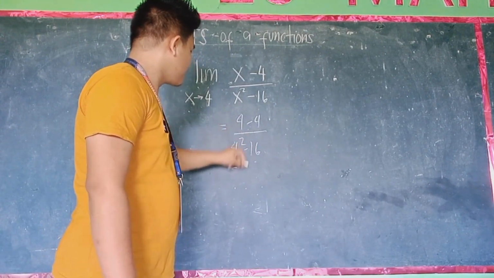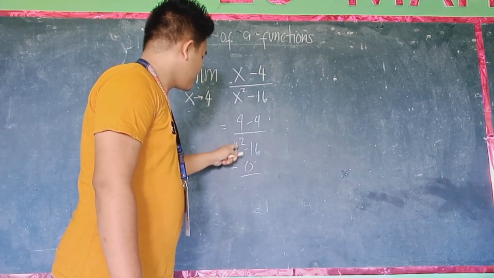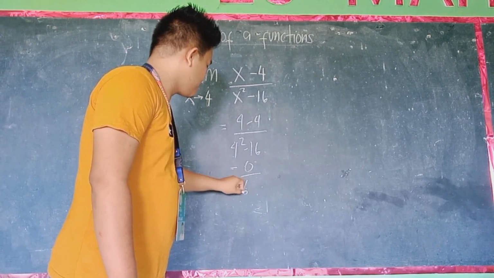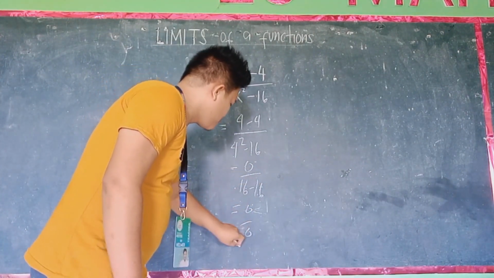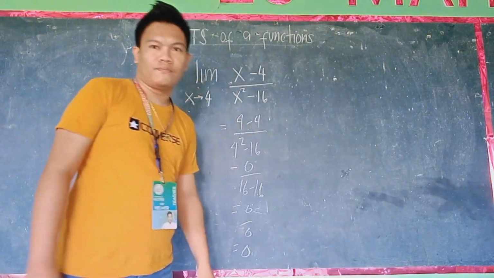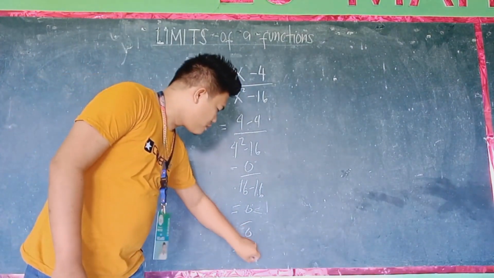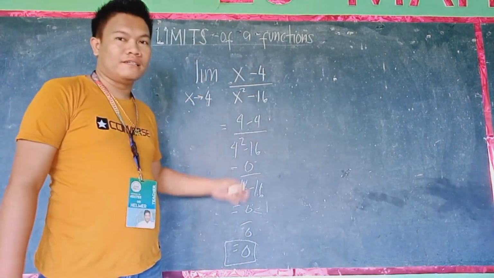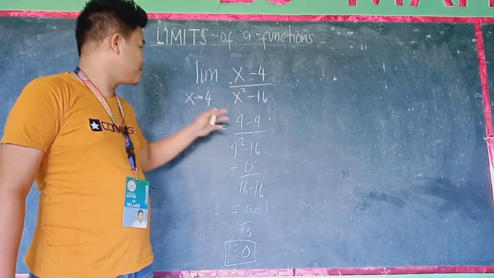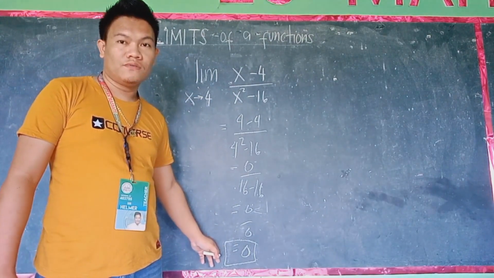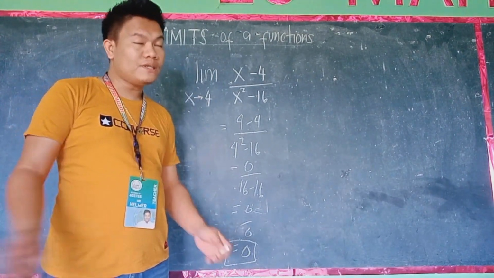So therefore, 4 minus 4 is 0. 4 squared is 16 minus 16. So therefore, 0 over 0 equals 0. Final answer, tama ba ang limit na to? The limit of (x minus 4) over (x squared minus 16) as x approaches 4 equals 0? No.